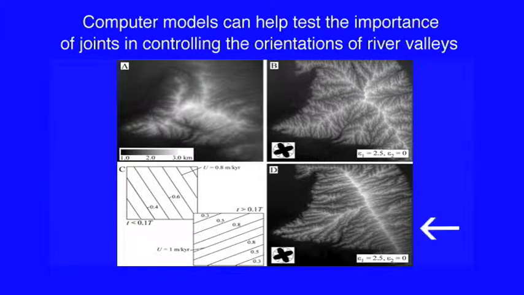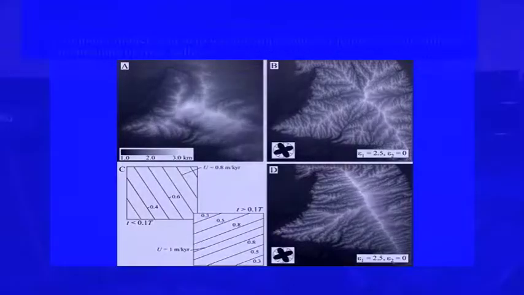This is a simulation that includes the uplift history plus the presence of joints. And so here, the orientation of the canyons is a little bit stronger than what we see in nature. It's a little bit more extreme. But the basic idea, one of the ways that we build confidence in this hypothesis, is to test computer models that have joints and ones that don't. And the ones that have joints appear to be more statistically similar to the actual orientations that we see in nature. Now, I just have a few more slides.